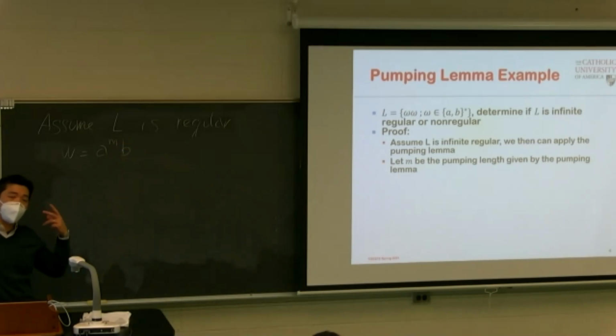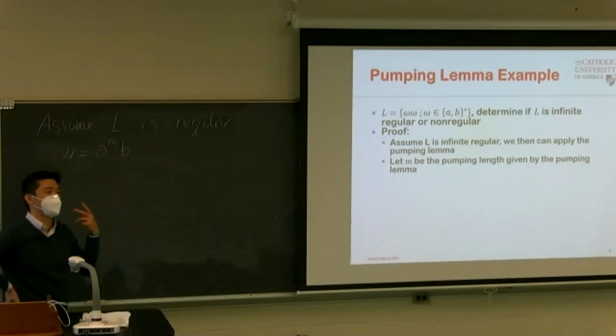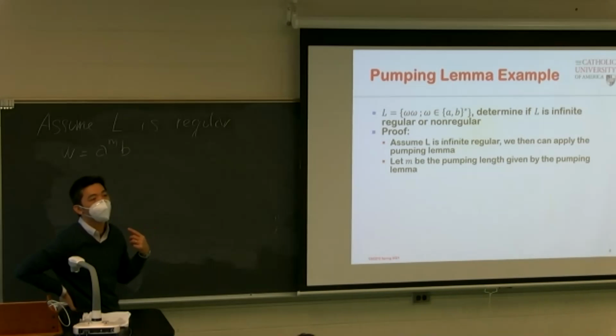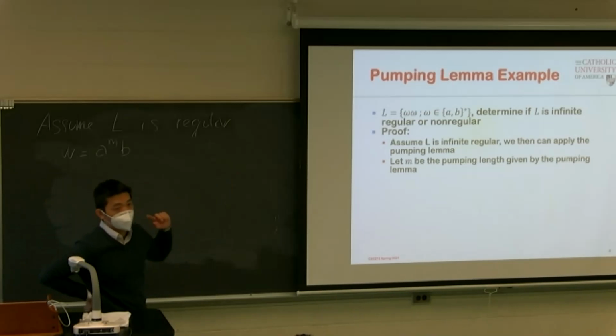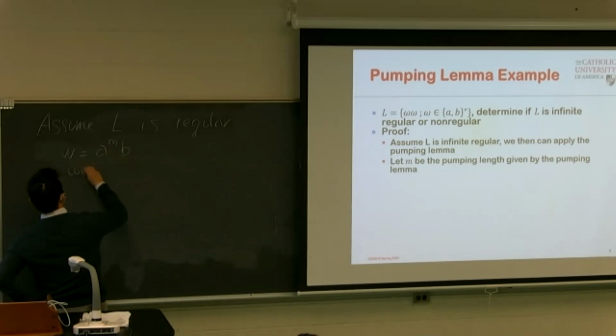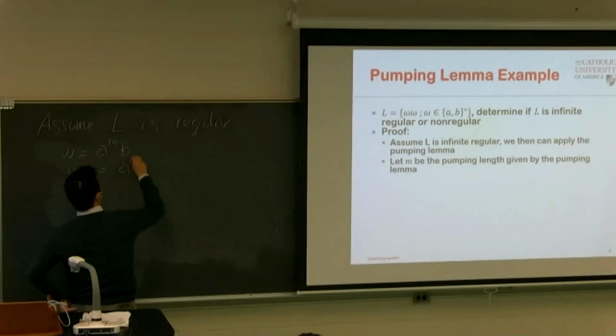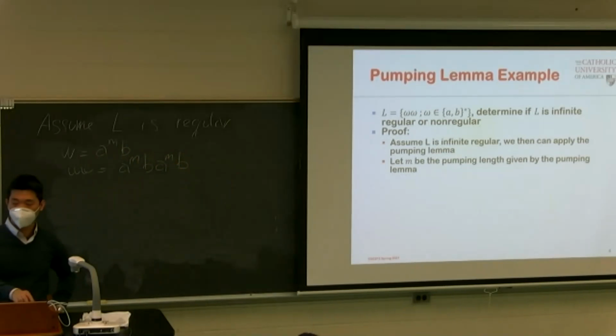Okay, again, when you're solving these types of problems, you have to think of a string w that you know from the beginning is going to give us the contradiction at the end. You have to pick the w string, and set the string in that language, carefully. Okay, so now we know this. Then WW would be a to the m b, a to the m b. Right? Then what?